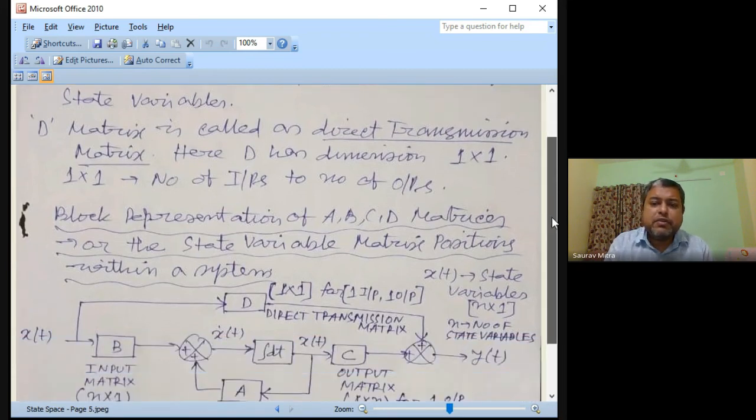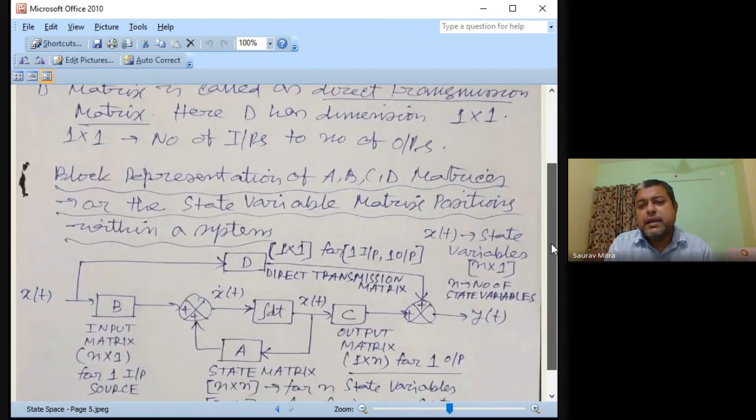As in this case, the number of inputs and outputs are both 1, so the D matrix or direct transmission matrix has dimension 1. And there is no component as direct transmission because the output does not have any direct bearing on the input. Not direct. There is a bearing, but not direct. So what is direct bearing?